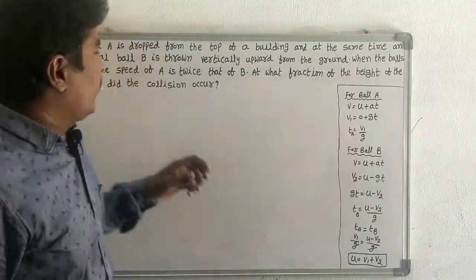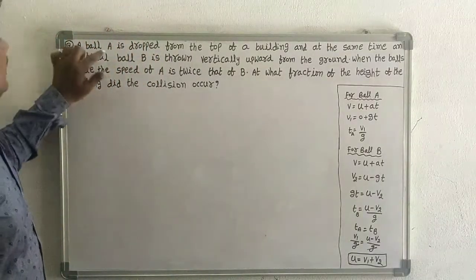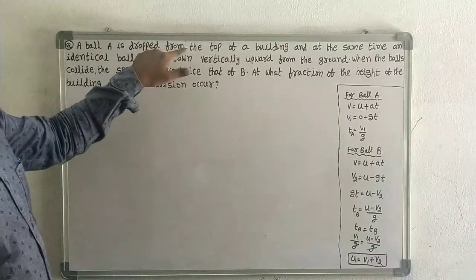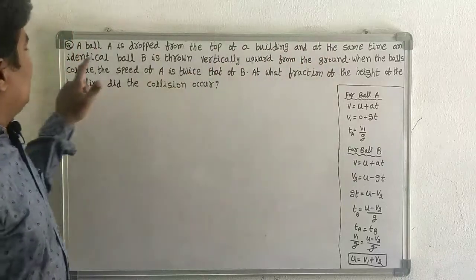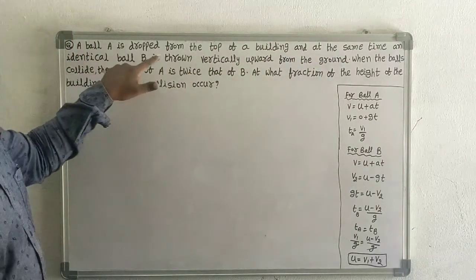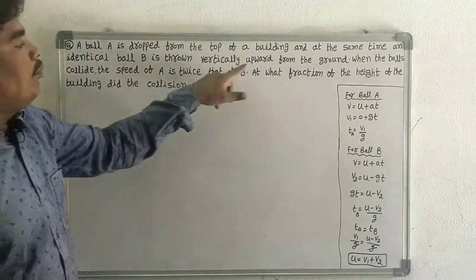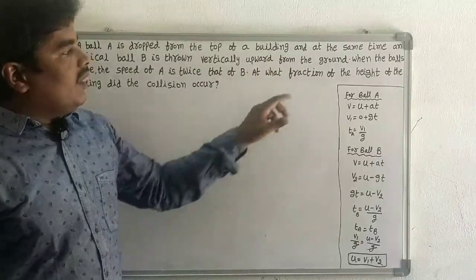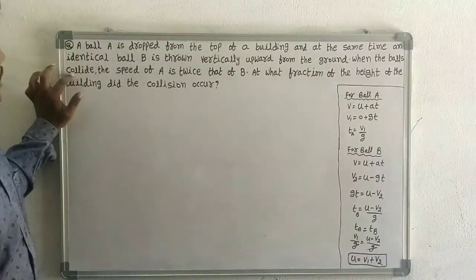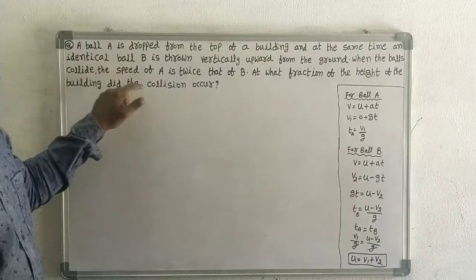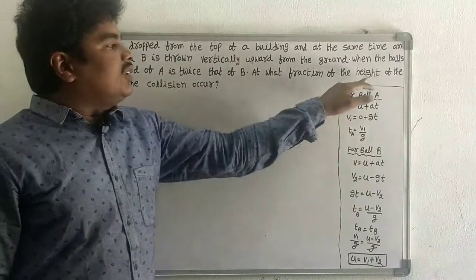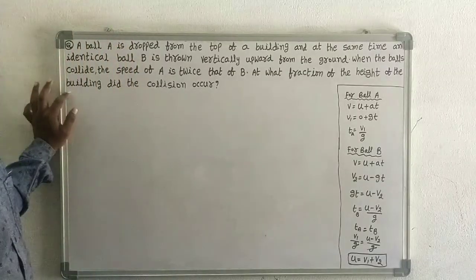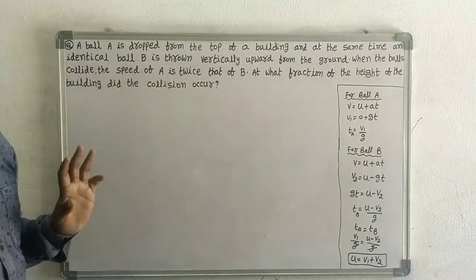Next problem. A ball A is dropped from the top of a building, and at the same time an identical ball B is thrown vertically upward from the ground. When the balls collide, the speed of A is twice that of B. At what fraction of the height of the building did the collision occur?